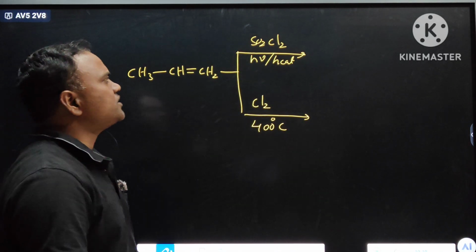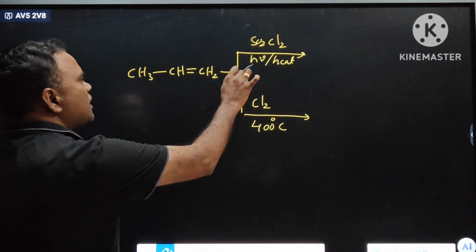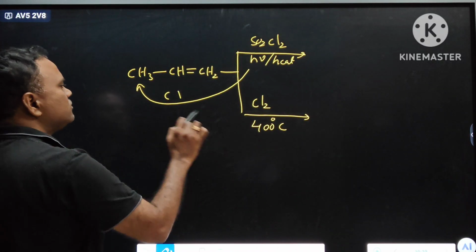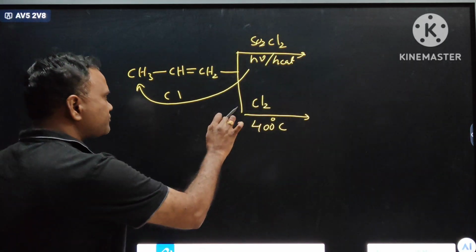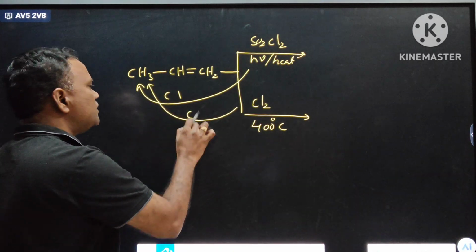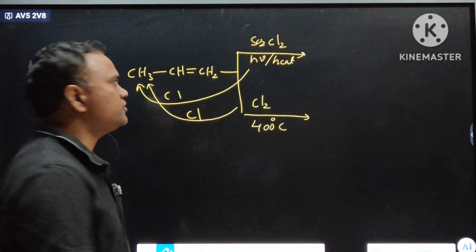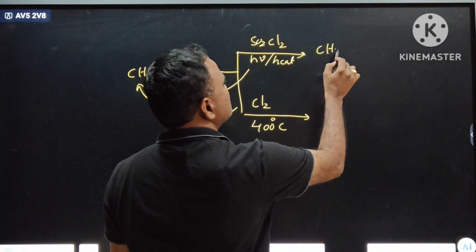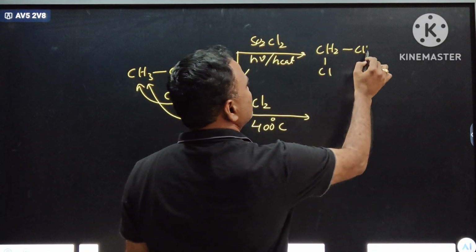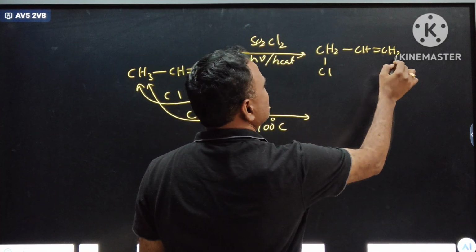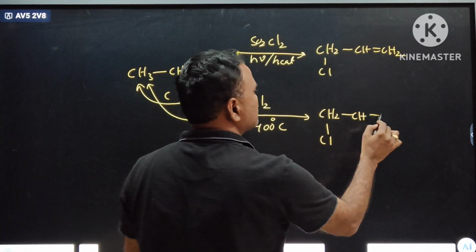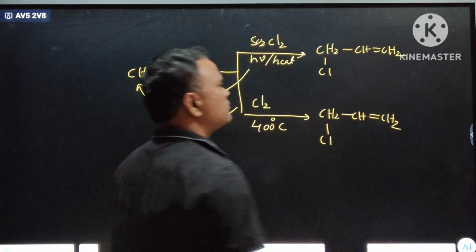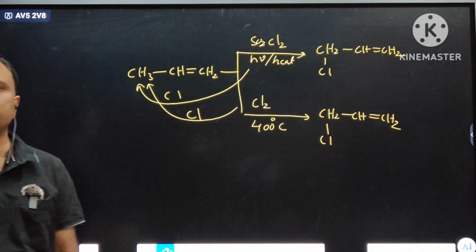So what is the role of SO2Cl2? It releases halogen into the allylic position. Cl2 at 500, 400, same. It releases halogen into the allylic position. So the product is CH2Cl. Clear?